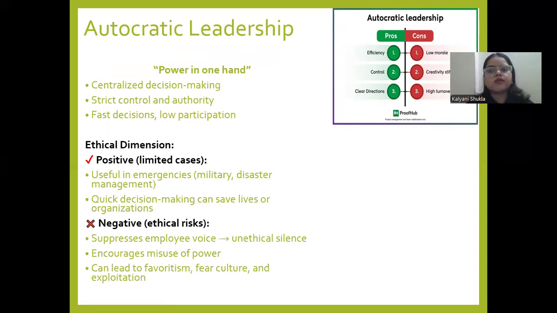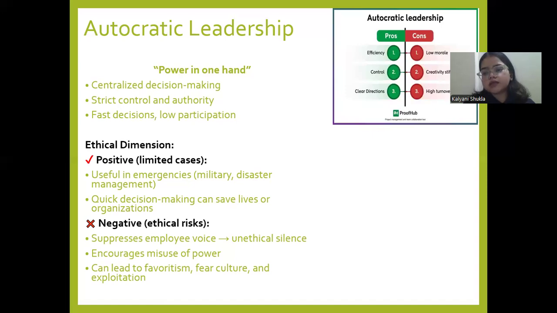One good point where autocratic leadership can be fruitful is in situations where there is an emergency. In situations where decision making has to be very fast and quick, autocratic leadership is very fruitful. So it has its own positivity and its own limitations as well. Talking about the positivity, it is useful in emergencies, in military and disaster management, and in every other field.